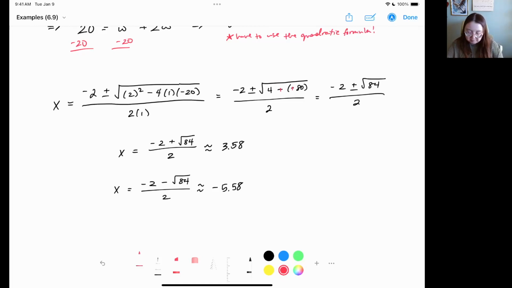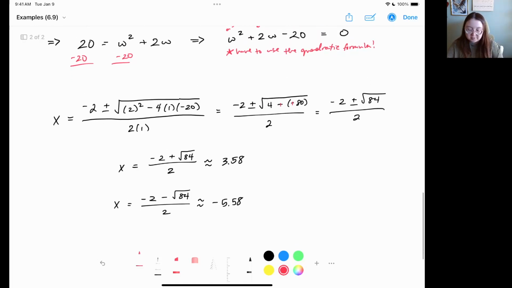One thing we want to remember here is that we were using w before, and we did switch over to x because that does use the formula. But we want to remember this is talking about the width. So we're saying that the width should be 3.58 feet. But remember, we do get two answers. And our second answer here is telling us that the width should be negative 5.58 feet.